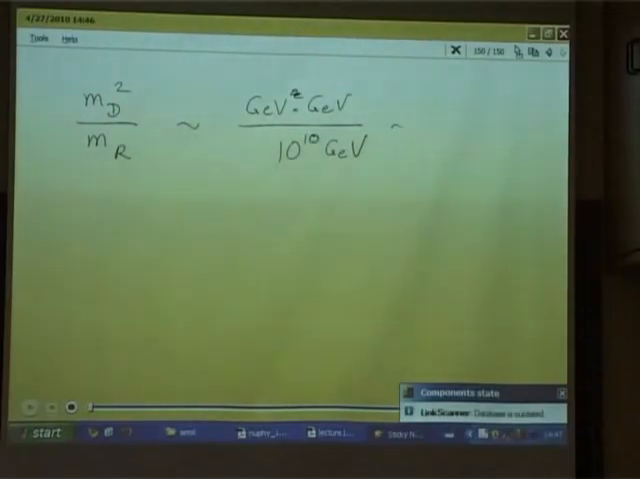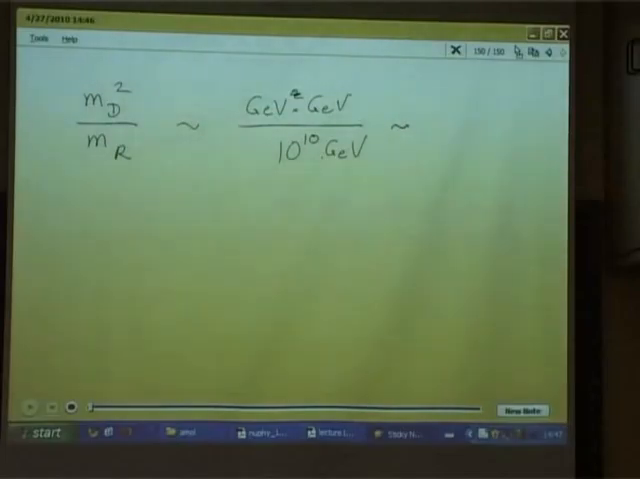So how much is this? It's 10 power minus 10 GeV, which is... so what has happened now?